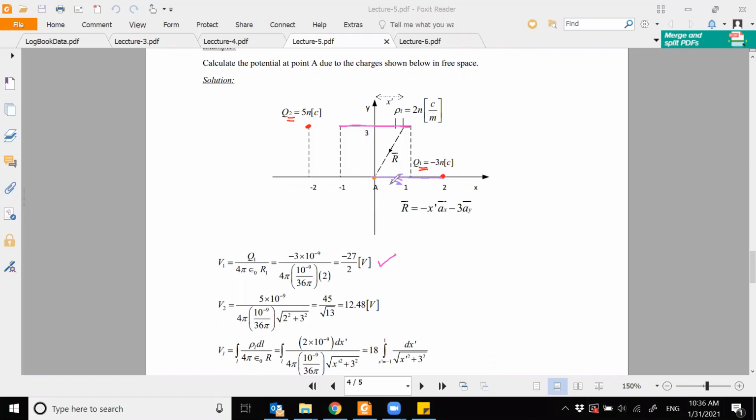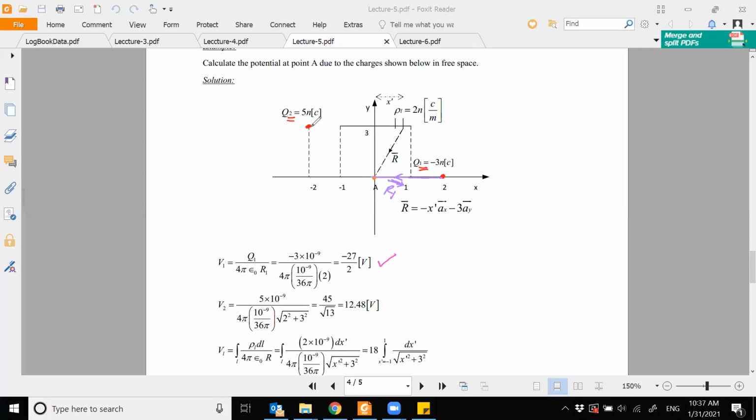Okay, so this is your R1, and it is given by 2, right? Because this distance is 2. Now, the next one, V2.